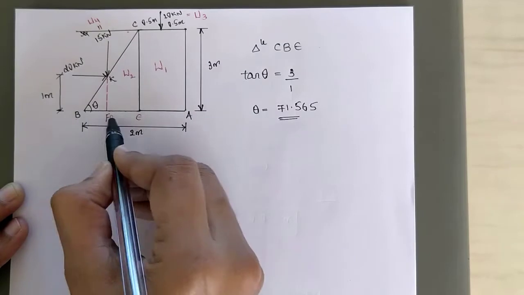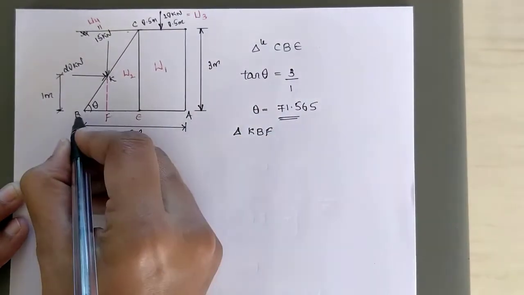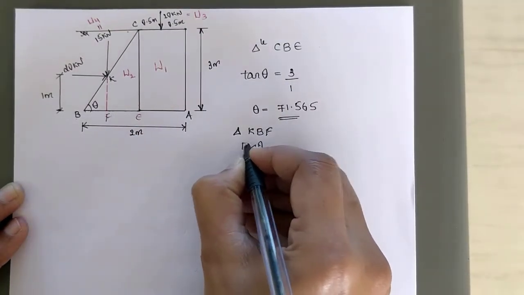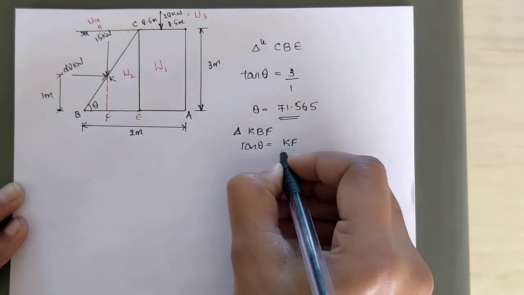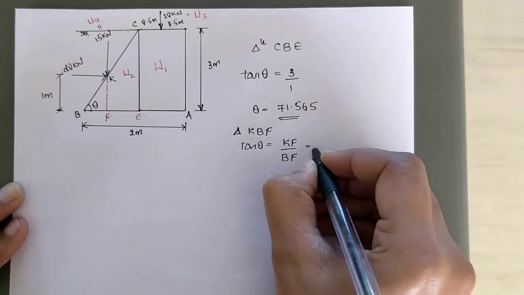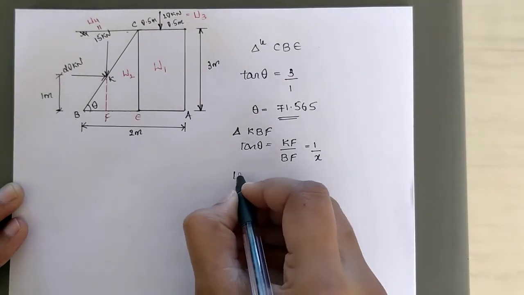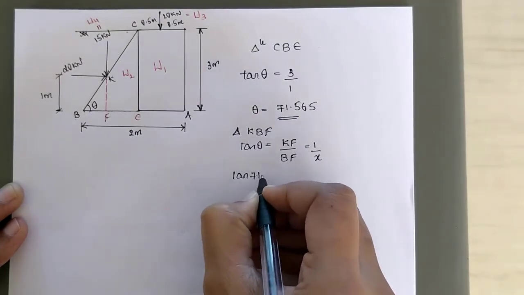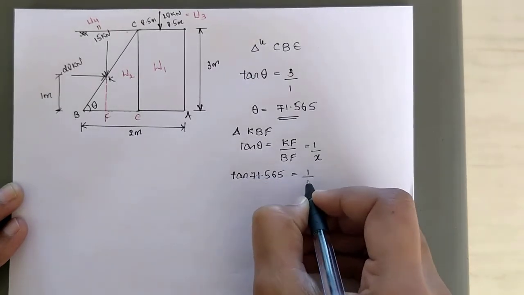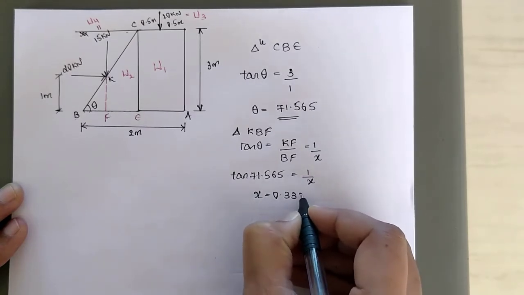Similarly, from the smaller triangle, call this point K. From triangle KBF, I want the distance, that is the BF value. Same, tan theta equals opposite side KF over adjacent side BF. KF value is 1, and the BF value you need to calculate, that is X. Tan of 71.565 equals 1 divided by X. You will get the X value as 0.333 meter.